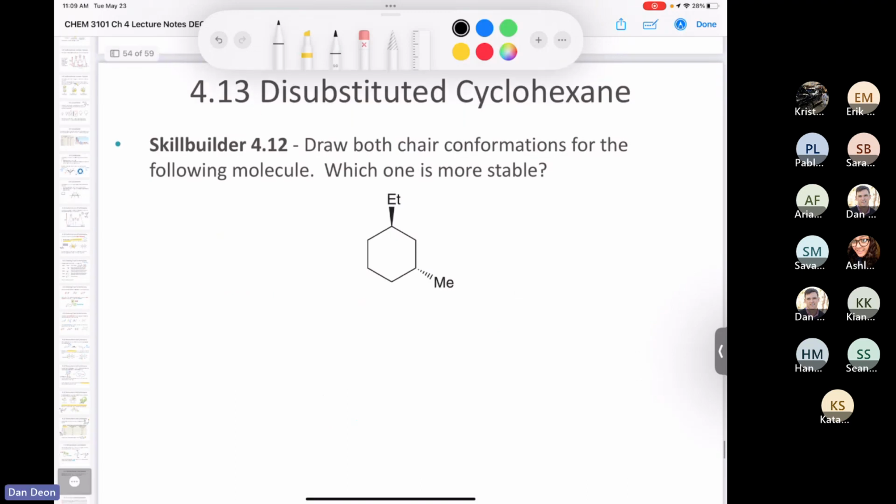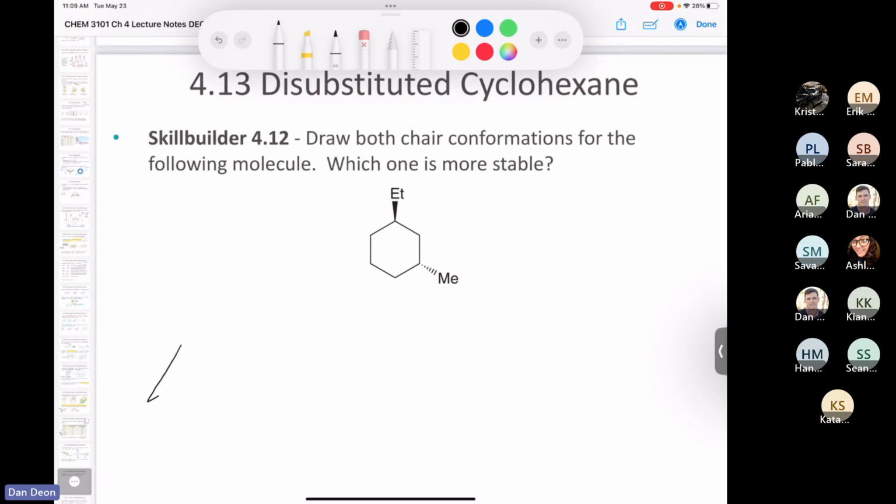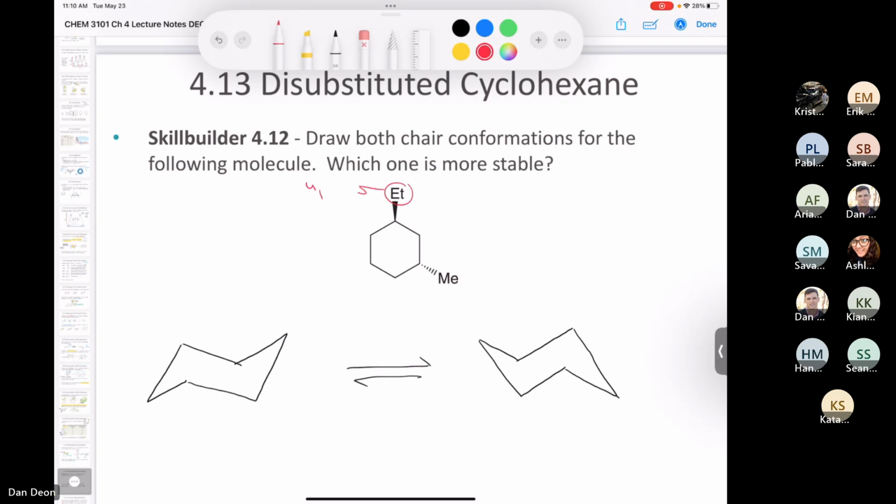So with this question here, it says draw both chair conformations for the following molecule and determine which one is more stable. So if I start by drawing a chair over here, do my best to draw a decent chair, okay? And then we're going to flip the ring, which is actually an equilibrium. This arrow that I drew here, I just put that so you would remember flipping. All right, so if we flip the ring, we're going to end up with the ring being flipped, of course, like this.